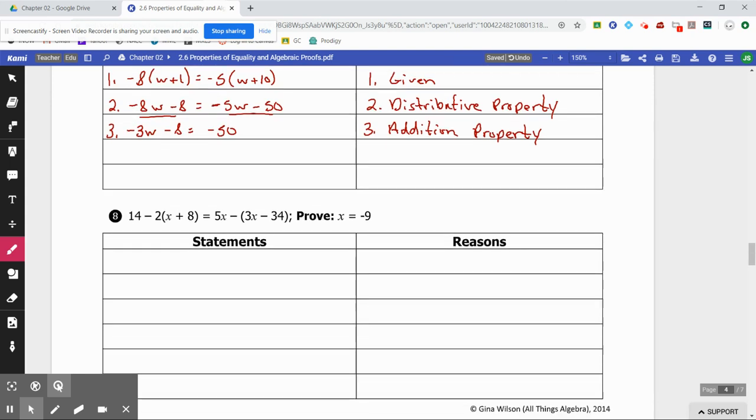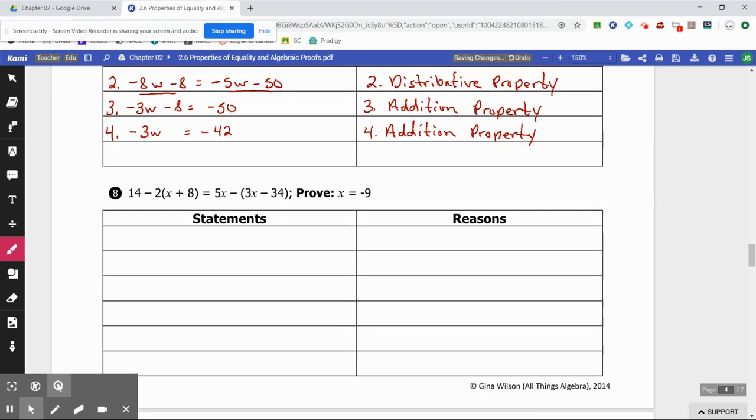Okay, step number 4, let's combine our negative 8 and our negative 50. I'm going to move minus 8 by adding 8. I'm left with negative 3w on the left side. When I add 8, I now have negative 42. Negative 50 plus 8 is negative 42, and that would be my addition property.